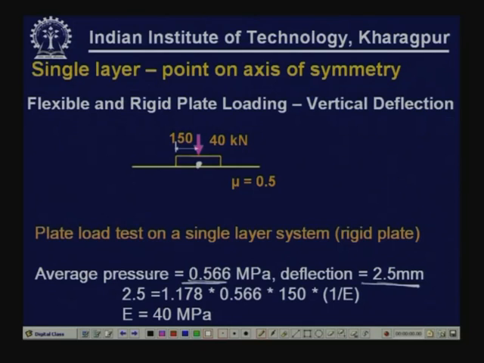Substituting this in the expression for surface deflection for rigid plate, 2.5 millimeter, this is the surface deflection that is measured, is given as 1.178, you can approximate this to 1.18 also, into P into A divided by E. E is what we do not know, but we have all the other inputs available. From this we can estimate what is the elastic modulus value of the layer. It works out to 40 MPa.